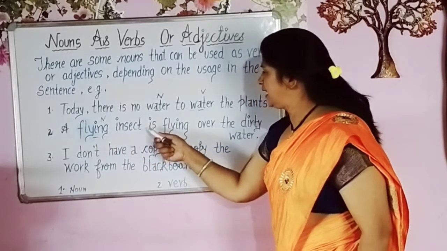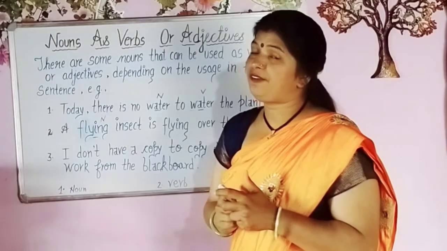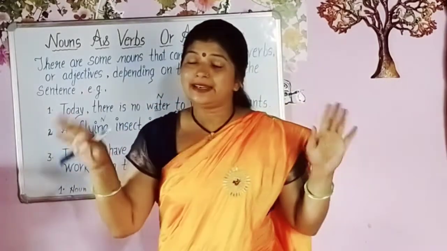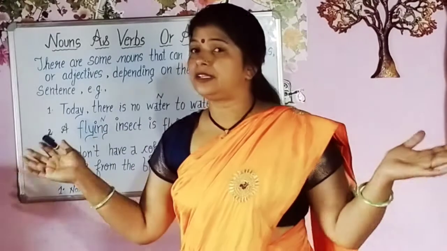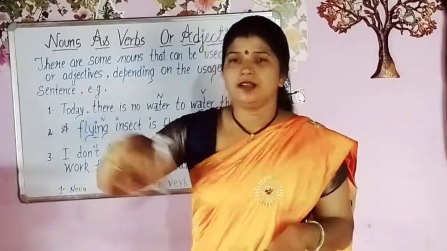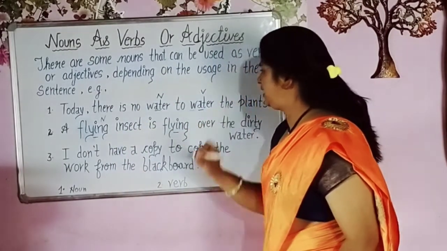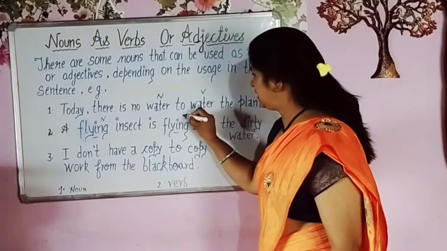And a flying insect is flying over the dirty water. Here it has been said that the flying insect is flying over the dirty water. ये डर्टी वॉटर के ऊपर फ्लाइंग इंसेक्ट फ्लाई कर रहा था. So here the word flying, यहाँ पे जो फ्लाइंग दिया है, this is your verb.